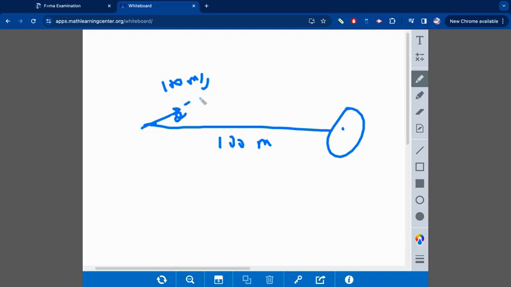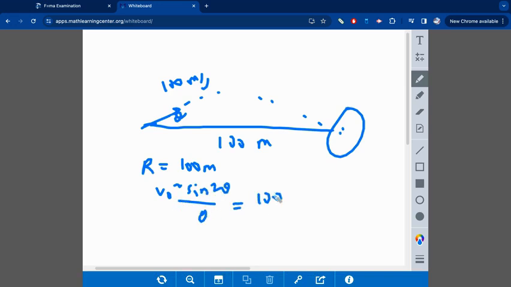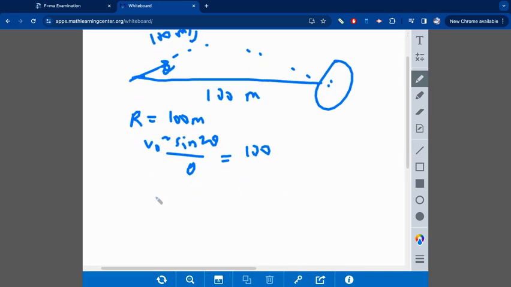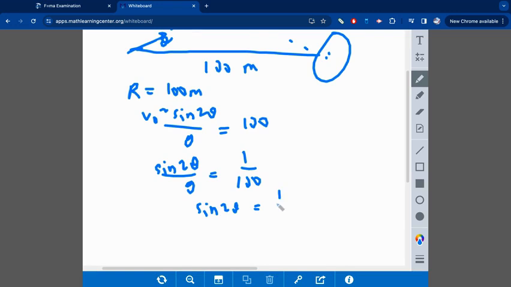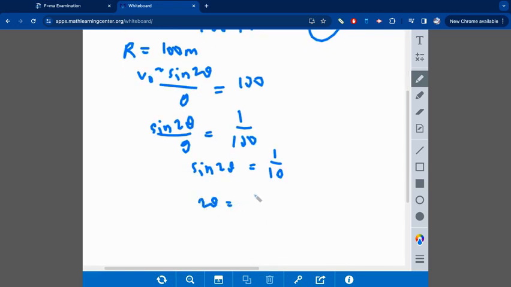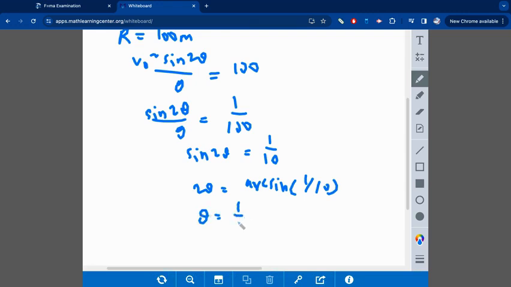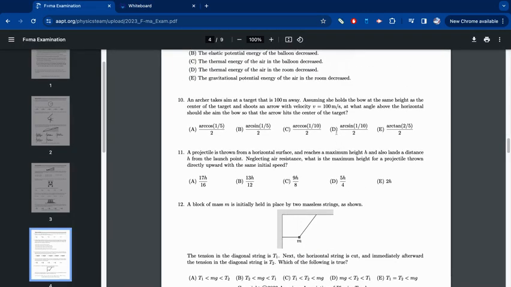So what you can use for this problem is that it ends at the same height. So it starts and ends at the same height, which means that its horizontal range is 100 meters. So the range formula is v0 squared sine 2 theta over g equals 100 meters. So we're given v0, which is 100 squared. So it's just sine 2 theta over g equals 1 over 100. So sine 2 theta equals 1 over 10. So 2 theta equals arcsine of 1 over 10, which means that theta equals 1/2 arcsine of 1/10, which gives us d.